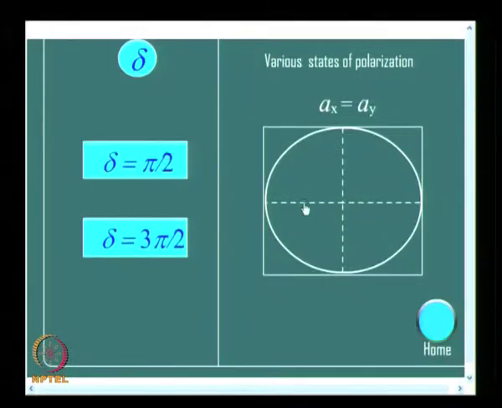And what you have here, when delta equal to pi by 2, the handedness is clockwise, when delta equal to 3 pi by 2, the handedness is anti-clockwise. So, handedness tells you what is the value of delta. So, in ellipsometry they measure the ellipticity, they measure the azimuth, they also measure the handedness. So, by knowing this you can fix delta. Our idea is to find out delta by optical measurement.